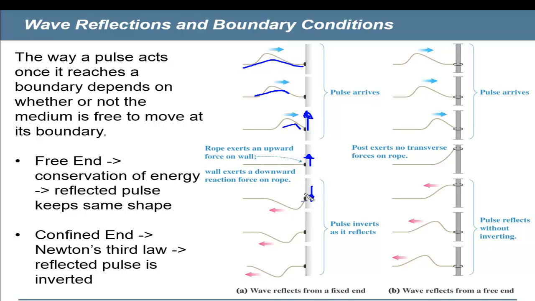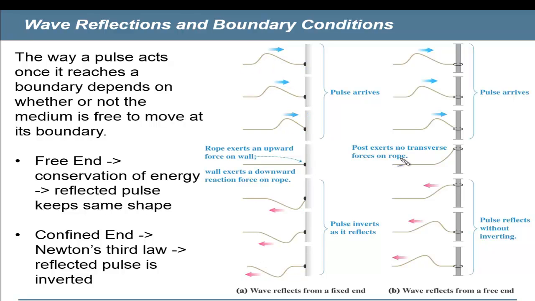And so the pulse ends up becoming inverted, because now it's like we just swung the rope down right here. The wall swung it down with a reaction to its incoming force, incoming energy. And so what we get is the same shape wave, same amplitude, same period, all that, but the wave is inverted from the original wave that was incoming.